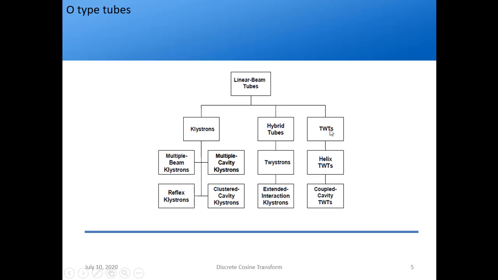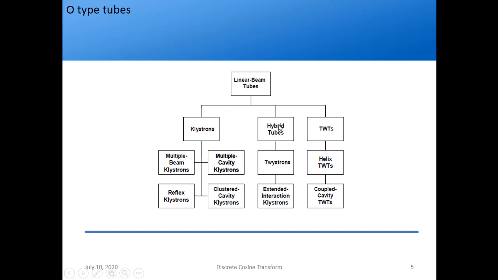What are TWTs? They stand for traveling wave tubes. They are further classified as helix TWTs and coupled cavity TWTs. We will study these TWTs further in the next lecture. Today we will study klystrons.